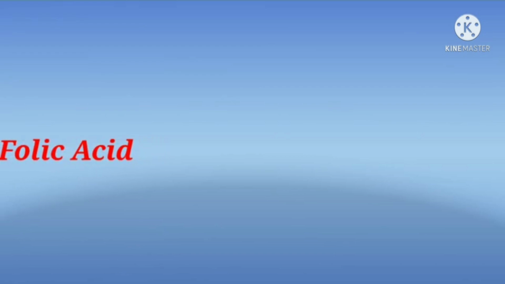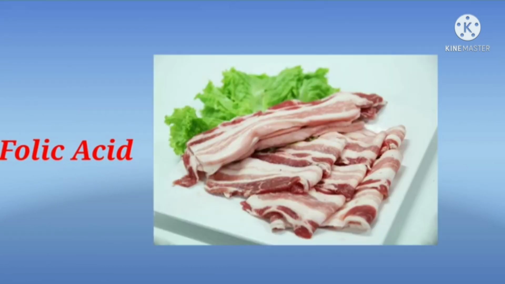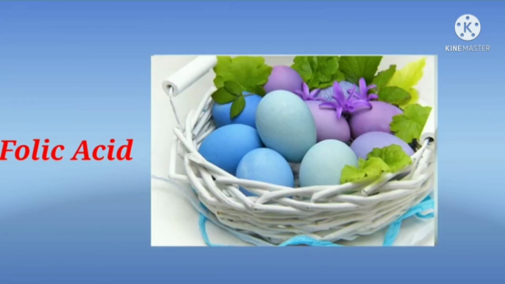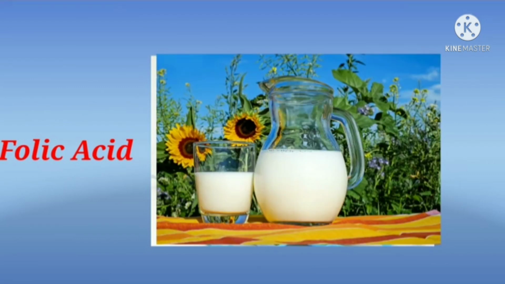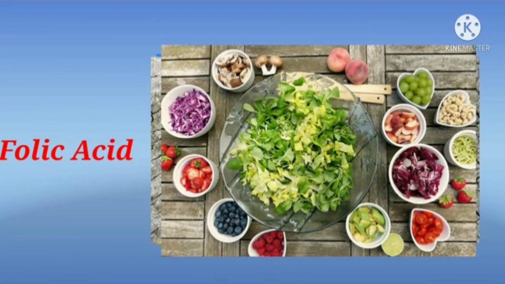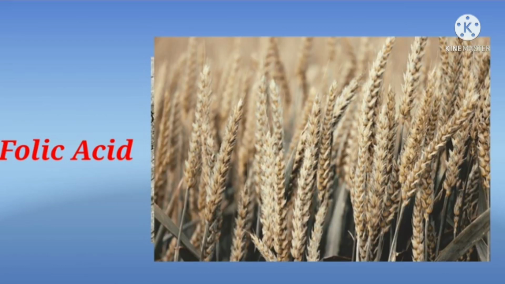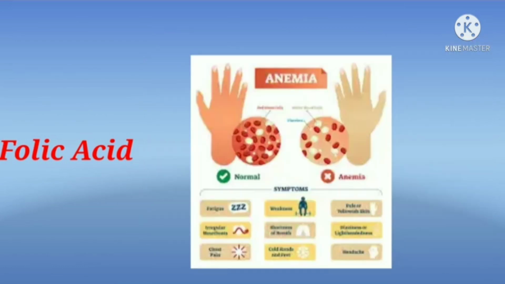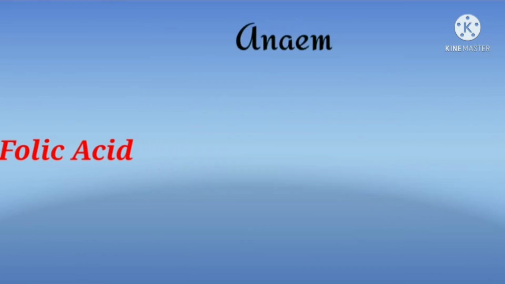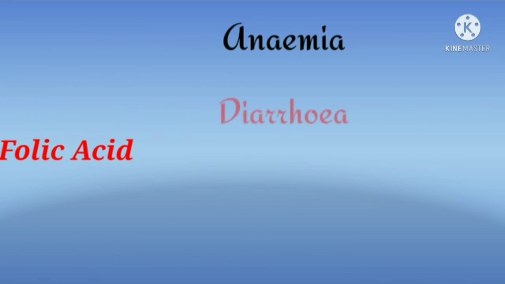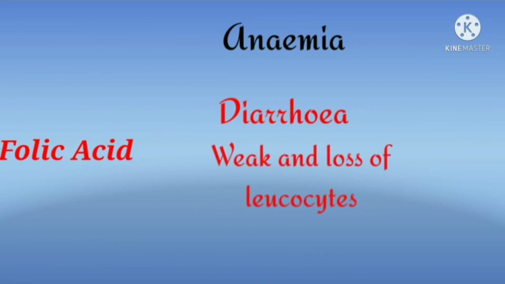Folic acid. This folic acid vitamin is found in liver, meat, eggs, milk, fruits, leafy vegetables, and cereals. The absence of folic acid causes anemia. The symptoms of anemia are diarrhea, loss of leukocytes, and intestinal mucus problems.